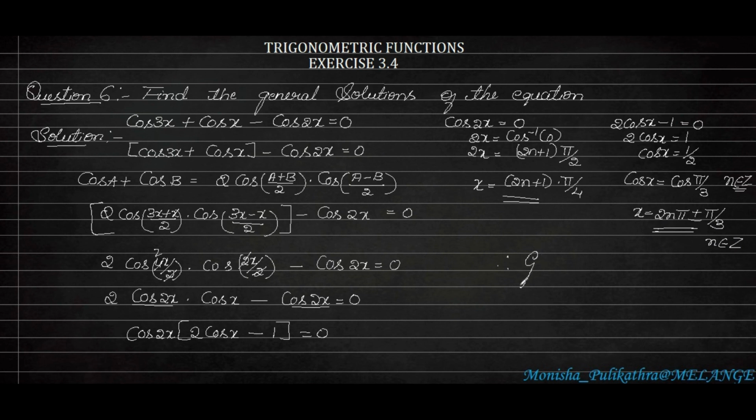Therefore, finally we have to write it down. The general solutions are: first, x is equal to (2n plus 1) into pi by 4, and next, x is equal to 2n pi plus or minus pi by 3. I hope you understood this.